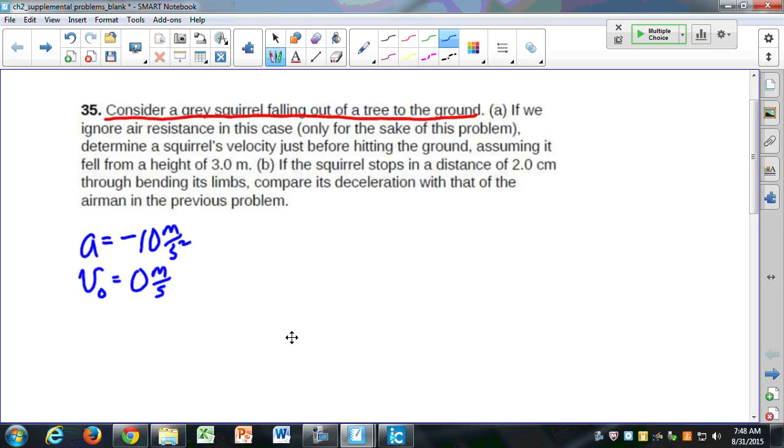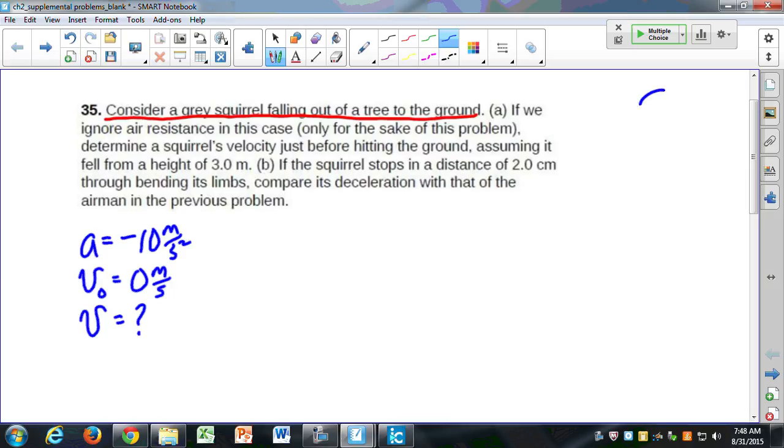So I always like to just make a little column of all the things that I know in a problem, and then I can start looking at my equations and figure out how to solve those equations to get what I'm being asked for. Okay, if we ignore air resistance, that means that the acceleration will be equal to negative 10, not less, not more. Determine the squirrel's velocity before hitting the ground. So I want to know what is v. That's what I'm being asked for.